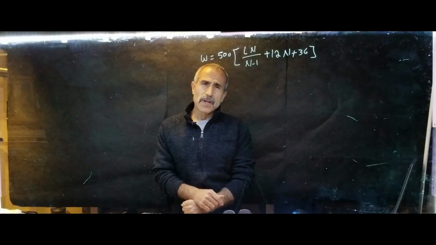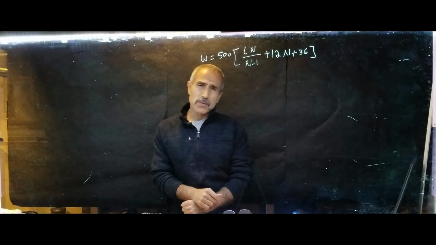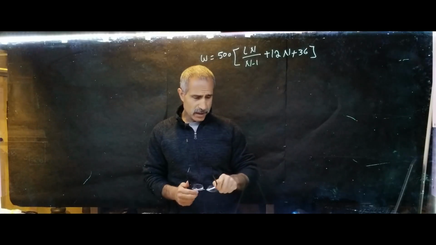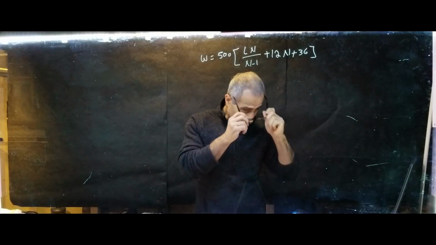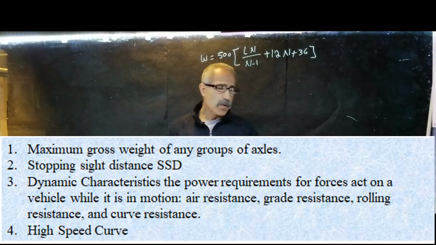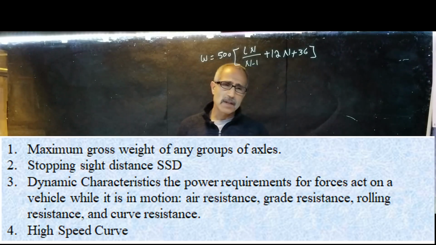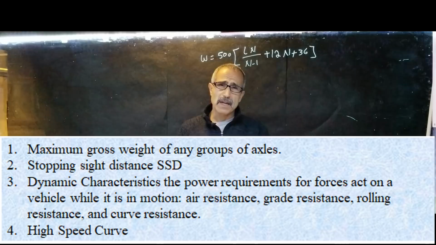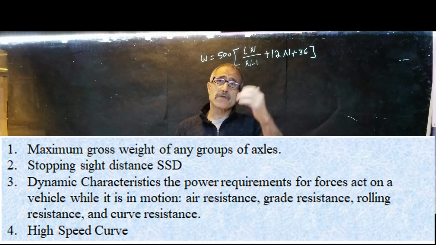In this lecture, we're going to review what we did last week in class, Chapter 3. I'm going to talk about the following, which I'm going to put on a board right now. There it is. We're going to talk about the maximum gross weight of any group of axles. AASHTO came up with the formula for bridge weight on axles. So for any consecutive axles, we're going to use this formula.